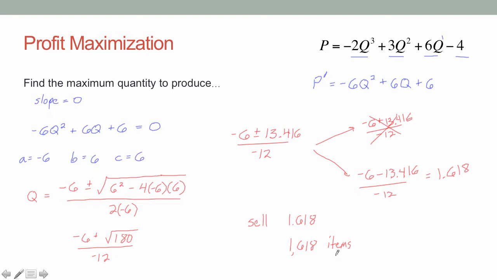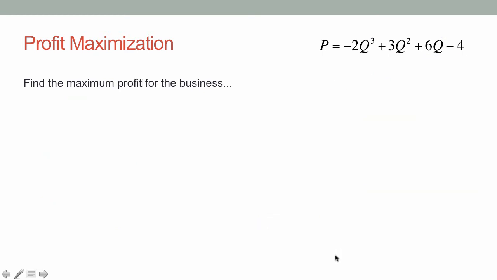Well, how much money am I going to make? Again, this is a profit maximization, so I want to know how much profit that is going to give me. So now we need to do the next step. We saw that the quantity I need to sell is 1.618 items. My next step is to actually calculate the profit. I simply take 1.618, put it in for Q, and calculate the polynomial out.